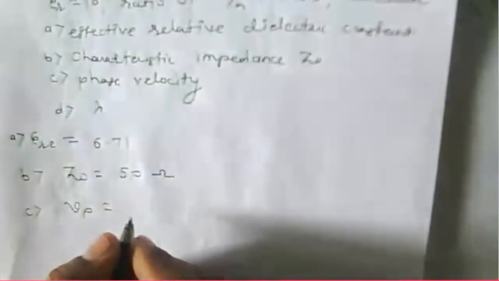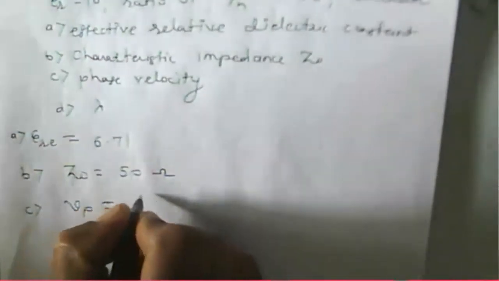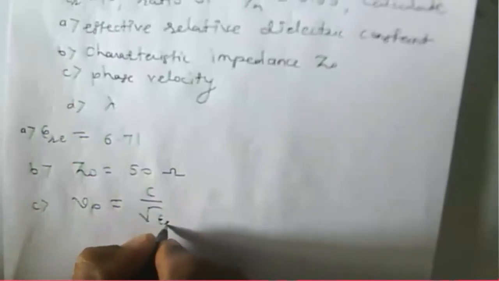Then B, that will be Z0. Z0 is equal to what? Earlier we have seen that Z0 is equal to 60 by root epsilon effective, natural logarithm of 8h by W plus W by 4h. Again, it is the same equation, and you can calculate that Z0. After solving that, we'll get 50 ohm.